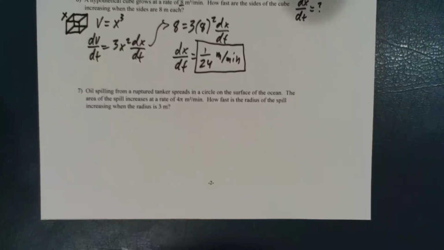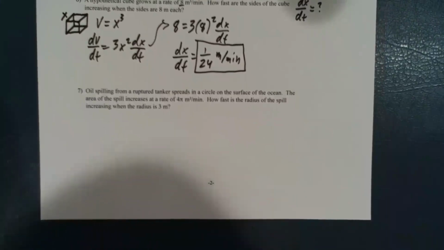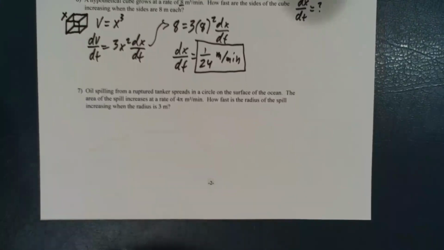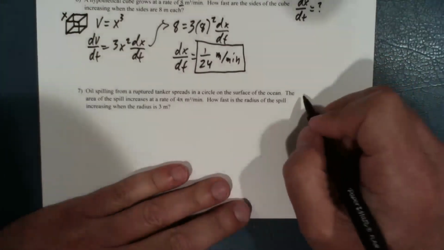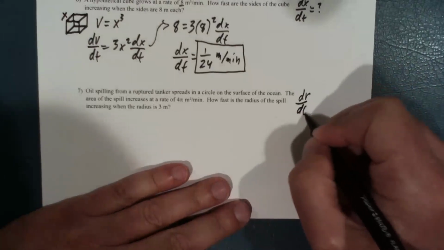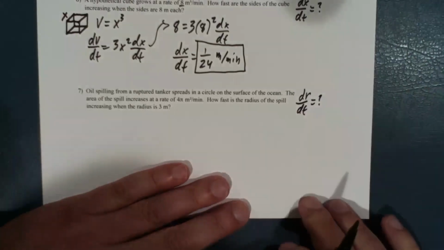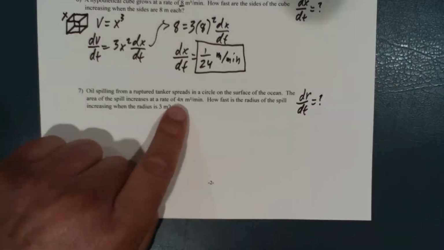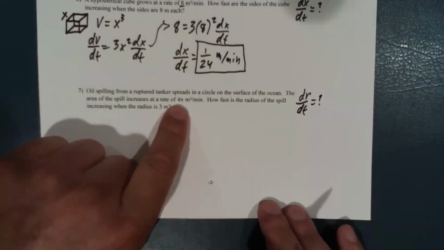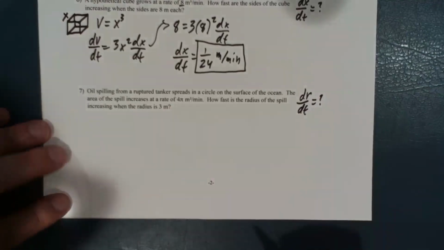Number 7, it actually is very much like number 1, except now we're looking for the change in the radius. So oil is spilling from ruptured tankers and spreads in a circle on the surface of the ocean. The area of the spill increases at a rate of 4 pi square meters per minute. How fast is the radius of the spill increasing? So once again, we're looking for dr/dt, and we already know dA/dt, the rate at which the area is increasing.